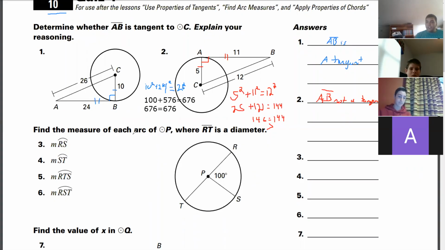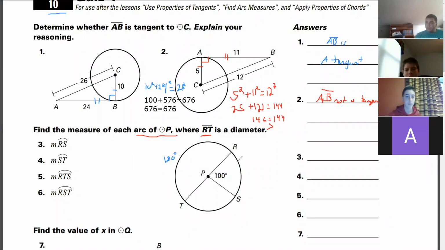Find the measurement of each arc at P where line RT is a diameter. So line RT being diameter is really important because if I know it's a diameter, I know this part right here and this part right here is getting cut in half. So I know from T to R, that's 180 degrees. You could also tell that because it's a straight line. And you got to remember, a straight angle is 180 degrees.